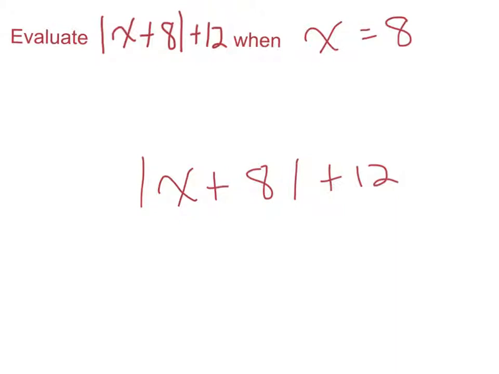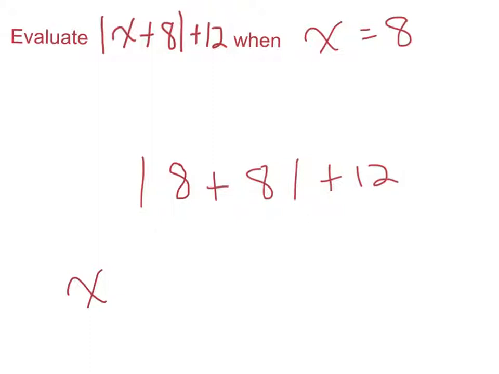What if your problem was evaluate the absolute value of x plus 8, plus 12, when x equals 8? You already know that substitution means we are taking out a number or quantity and putting in one that is equal. So here, x equals 8. So anywhere there's an x, we could put in an 8, or anywhere there's an 8, we could put in an x, potentially. So we can take the x out of this equation and put in an 8 instead. So now we have 8 plus 8 inside the absolute value pipes.